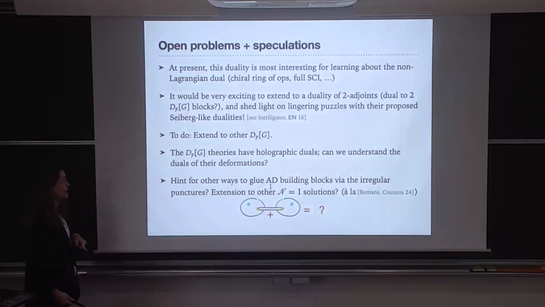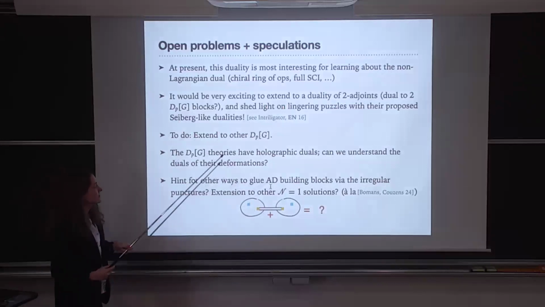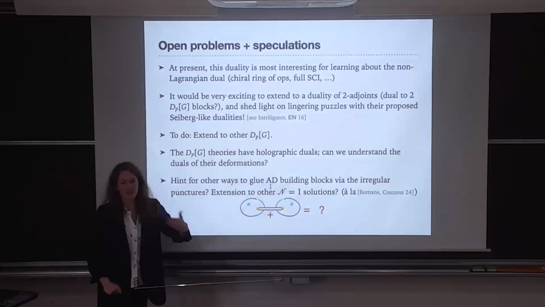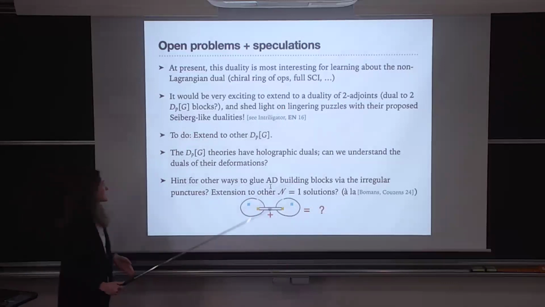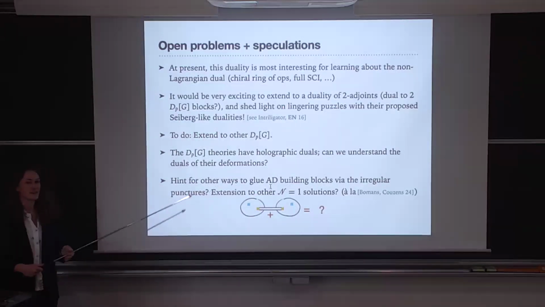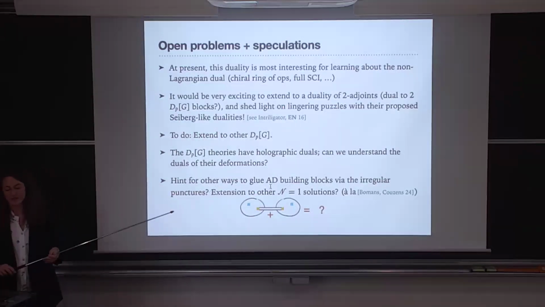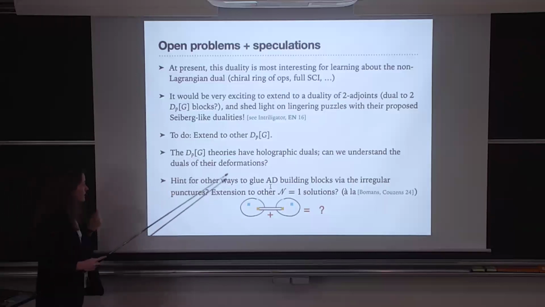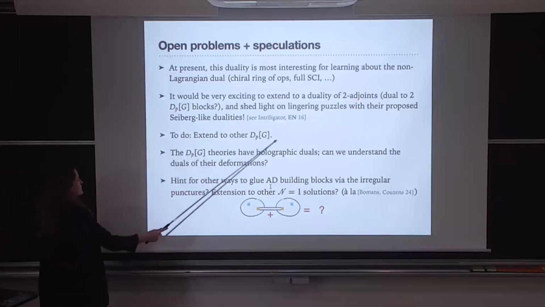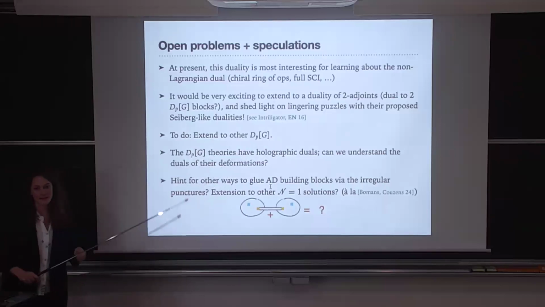We have some ideas on how to do that, although we haven't been able to flesh it out yet. And if we could, then perhaps we could use this in the other direction and shed light on these lingering puzzles with the two adjoint theories. So that would be very interesting, and I hope that we can do something with that in the future. Of course, one can hope to extend this to other types of DPG theories and their deformations.